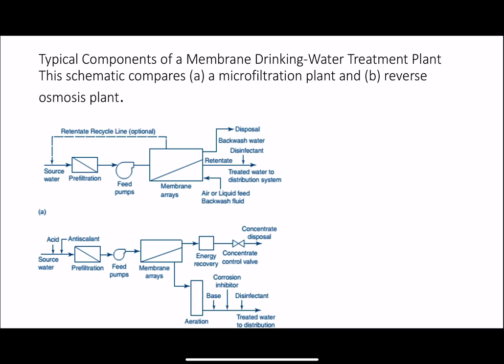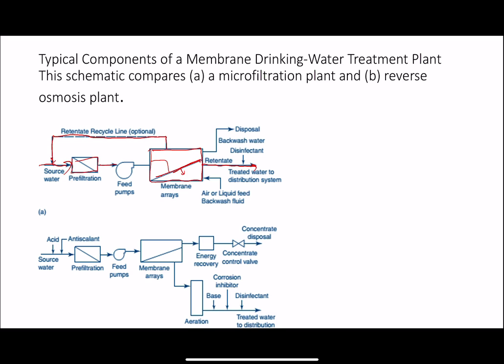Now there are some typical membrane drinking water treatment plant schematics. If you compare a microfiltration plant with a reverse osmosis plant, you can see the source of the water, whether it is coming from groundwater, rivers, or lakes, goes first to a pre-filtration and then to a feed pump. This pump sends it to the membrane arrays. This is the microfiltration here. The water will be filtered and go to the retentate here. And you can see there is an optional retentate recycle line, to go back and send it again.